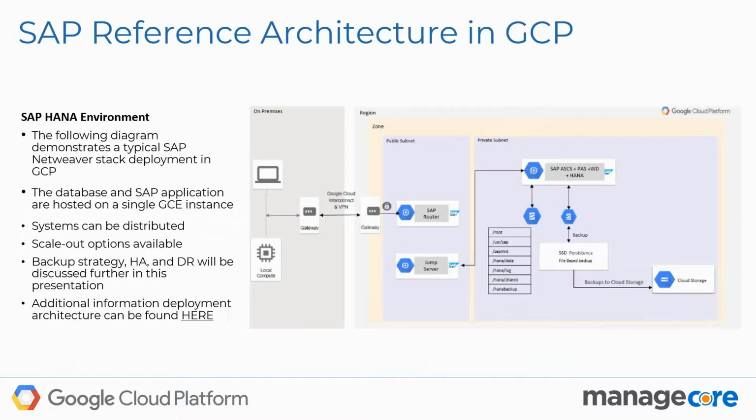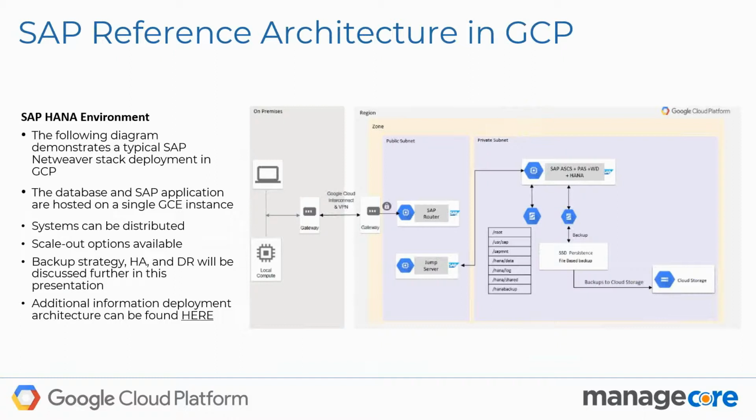All right, now I'm going to get into reference architecture of SAP within GCP. So let's start with your traditional SAP. If we were to deploy a standard ASCS, PAS type of environment with a database, and in this slide you see that it's HANA. This slide can be any database, but we'll use HANA as an example here. This is how you would deploy a traditional network stack. As you can see, the environment itself is in a private subnet, and then you have a public subnet for things like SAP router and jump servers.